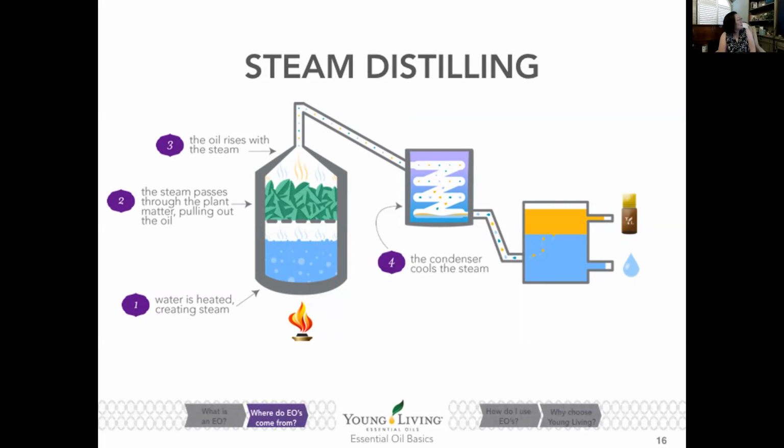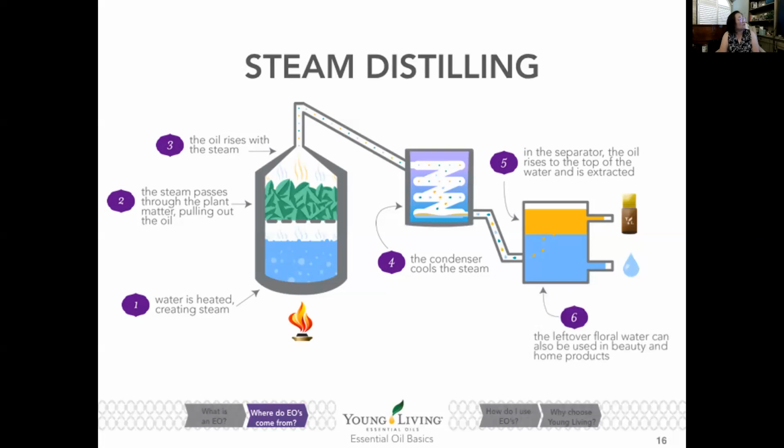So the water is heated, creating steam. The steam passes through the plant matter, pulling out the oil. The oil rises with the steam. The condenser cools the steam, and in the separator, the oil rises to the top of the water and is extracted. The leftover floral water can also be used in beauty and home products. Currently, we do have available Royal Hawaiian Sandalwood floral water, which a lot of people will use as a spray to mist their skin or to use as a hair tonic.